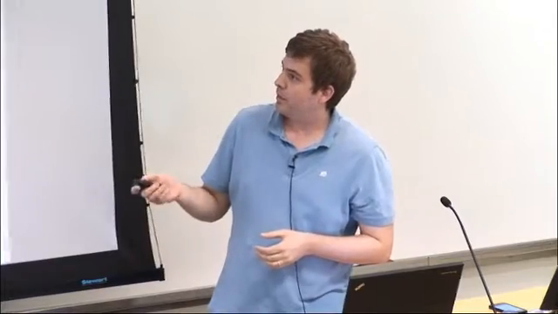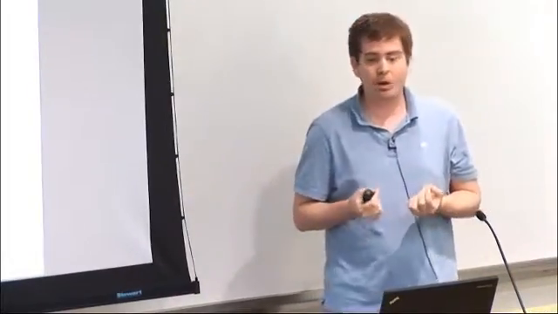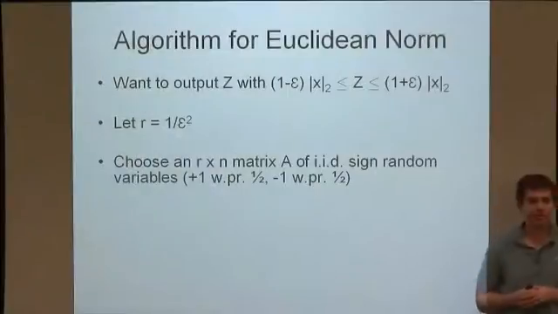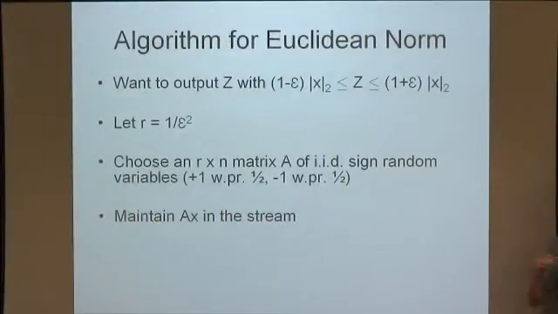Okay, so the algorithm is quite simple. Let the parameter r be 1 over epsilon squared. What you do is you choose a random r by n matrix A of i.i.d. sign random variables. So each entry is plus or minus 1, independently with probability 1/2. So this is a very wide, fat matrix. And you maintain A times x in the stream, which is easy to maintain under additive updates to the coordinates of x, because I just add the corresponding column to the sketch.